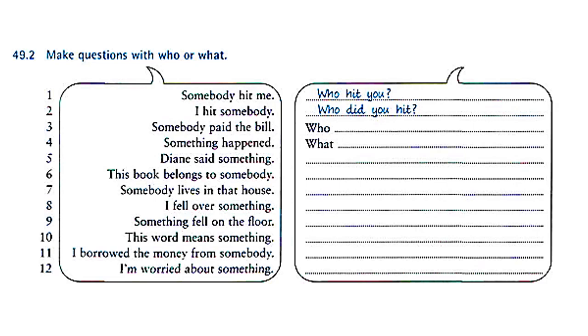I hit somebody. You ask about the object, so you must use did. Who did you hit? Or whom did you hit? Somebody paid the bill. We ask about the subject. Who paid the bill? Something happened. We ask about things. What happened?